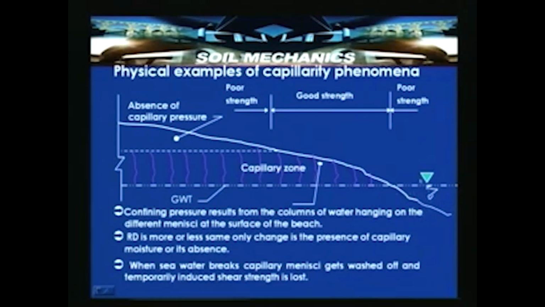Whereas when the wave breaks here, the support is almost lost, so it is very difficult to stand even in this zone. Away from the zone, again it is difficult to walk because it is getting away from this capillary zone. So the confining pressure results from the column of water hanging on the different menisci on the surface of the beach. That is because of this capillarity phenomenon. And the relative density is more or less the same throughout the area, but even then this particular behavior is exhibited.